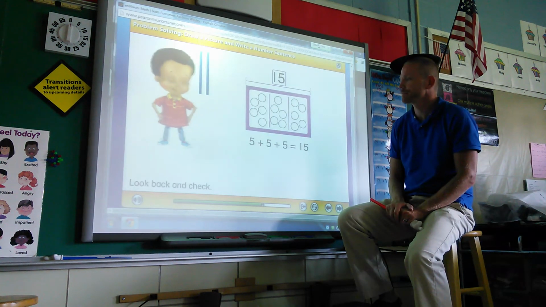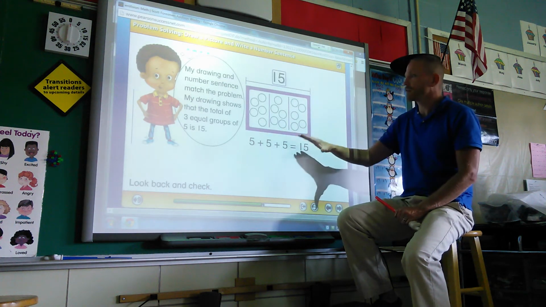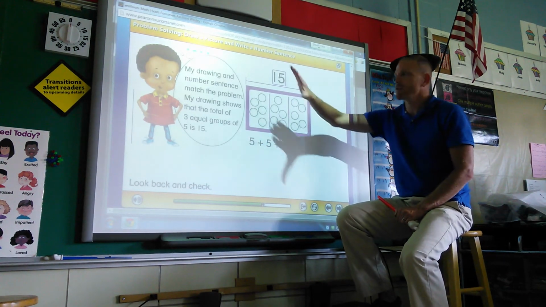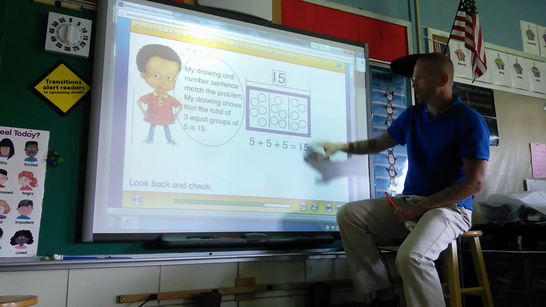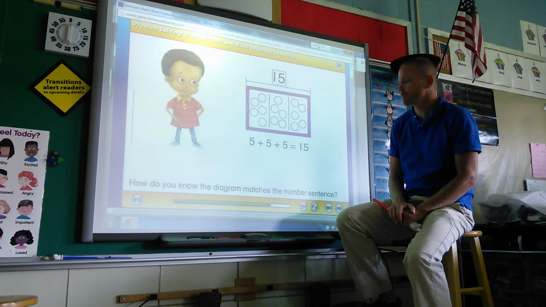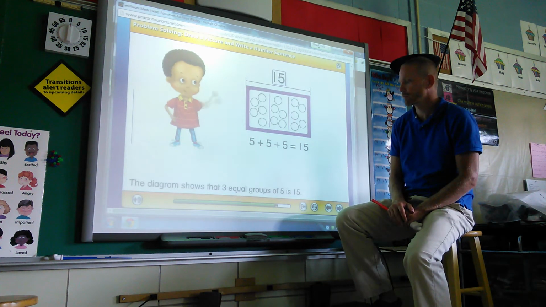Look back and check. My drawing and number sentence match the problem. My drawing shows that the total of 3 equal groups of 5 is 15. And we always go back after we've done this and we look at the story problem to make sure our number sentence matches our word problem and that our numbers here match our picture and that our sum matches up there. How do you know the diagram matches the number sentence? The diagram shows that 3 equal groups of 5 is 15.